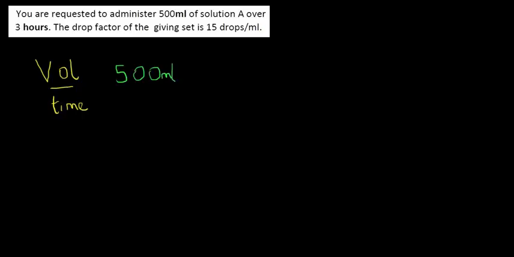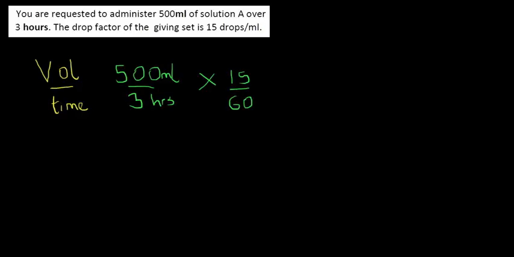milliliters over 3 hours. And just like last question, because we have both milliliters and hours in the setup, we have to multiply by the drip factor, which in this case is 15 over 60. And that converts both milliliters and hours into drops and minutes. Okay, again I'm going to look to simplify.